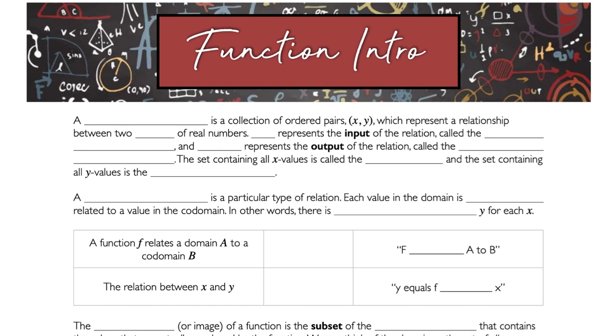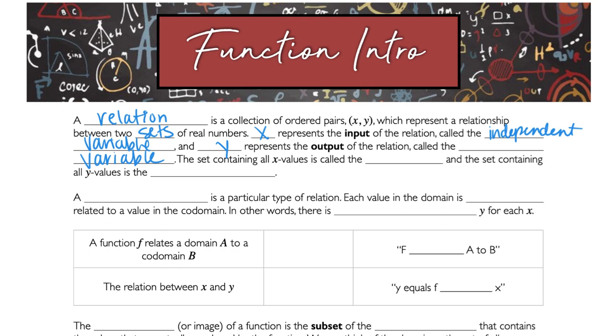A relation is a collection of ordered pairs, x and y, that represent some sort of relationship between two sets of real numbers. X represents the input of the relation, which is called the independent variable. And Y represents the output, which is called the dependent variable.